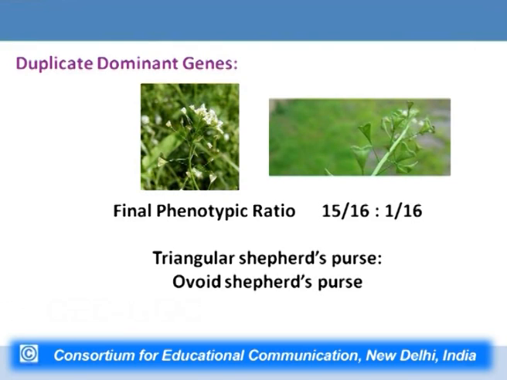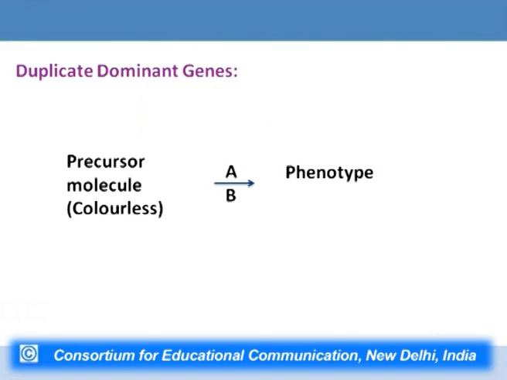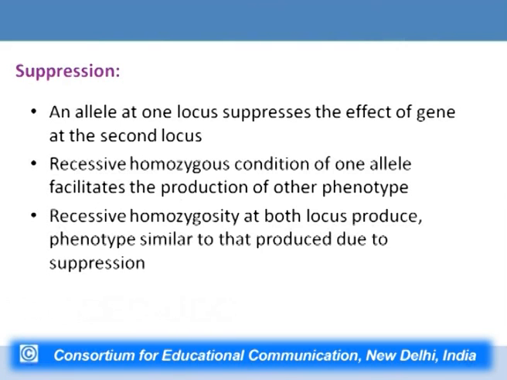So, there is again 16 ratio, though only two phenotypes are present. So, it is a modification of Mendelian dihybrid cross. So, duplicate dominant genes are basically working on the same precursor molecule, and they are leading to formation of the same phenotype. That is, there are two pathways for production of the same phenotype. Another modification is that of suppression, wherein an allele at one locus suppresses the effect of gene at the second locus. The recessive homozygous condition of one allele facilitates the production of other phenotype.